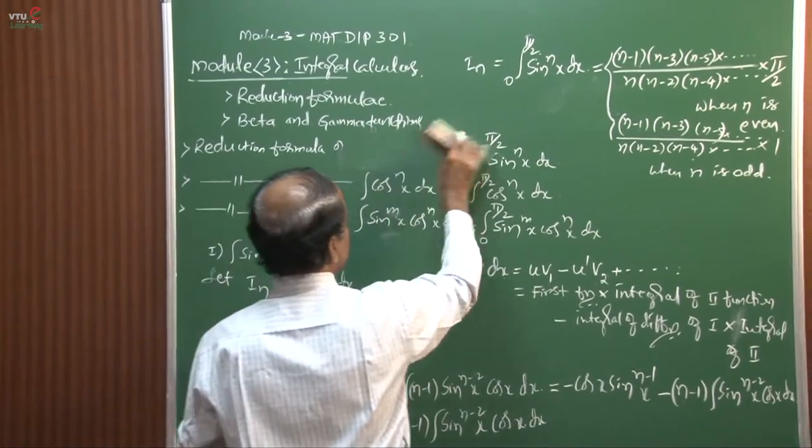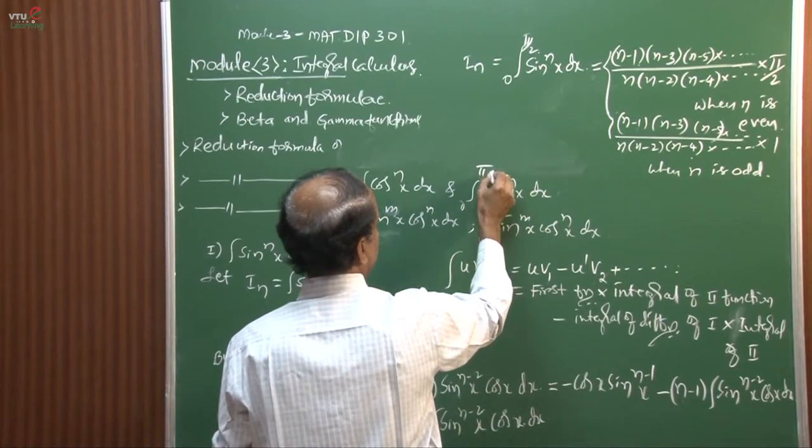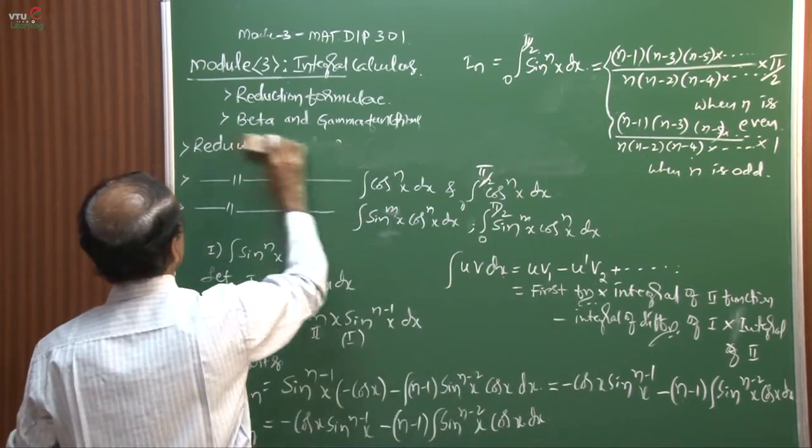Now I will go for cos to the power n x, the second result for the reduction formula.